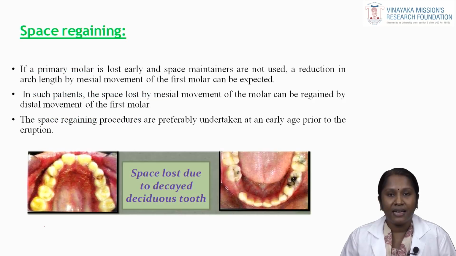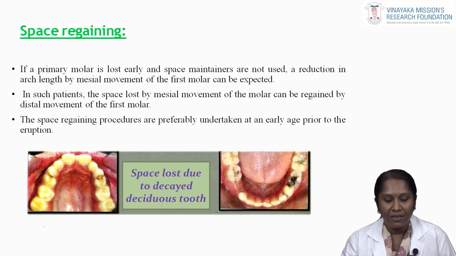Now coming to space regaining. If a primary molar is lost early and space maintainers are not used, a reduction in arch length by mesial movement of the first molar can be expected. In such patients, the space lost by mesial movement of the molar can be regained by distal movement of the first molar. Space regaining procedures are preferably undertaken at an early age, prior to eruption. In this picture you can see that space is lost due to the decayed deciduous tooth. In this area we can use a space maintainer to prevent the mesial drift of the molar for the future erupting teeth.